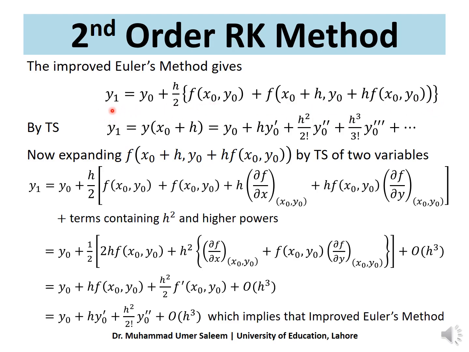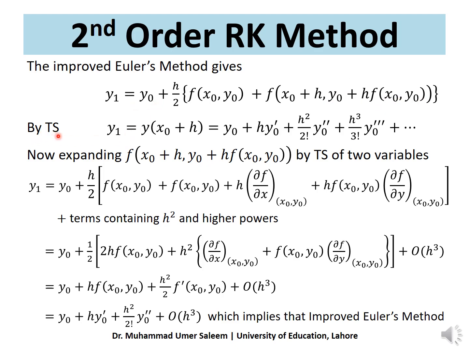I just recall that formula, to remind you that this was actually the average of the slopes of the line tangent at x naught, y naught, and the line which has slope f of x naught plus h and y11. So this is the value of y11, if you remember that from the last lecture. So this was the final formula we have for the improved Euler method.